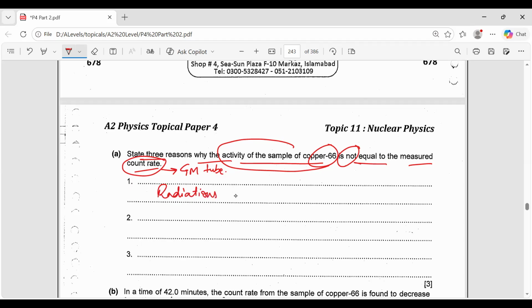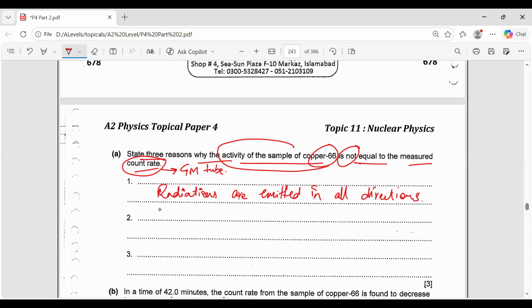radiations are emitted in all directions. Radiations are emitted in all directions. What's the second point? The first point is radiations are emitted in all directions.